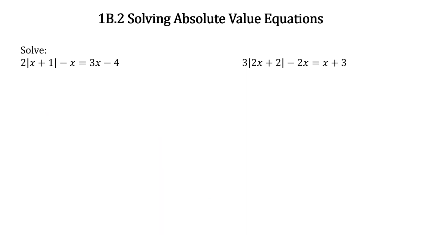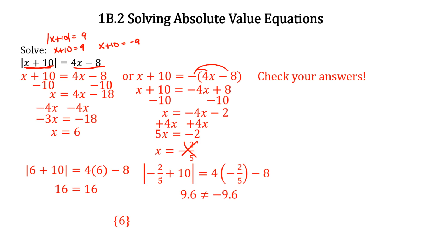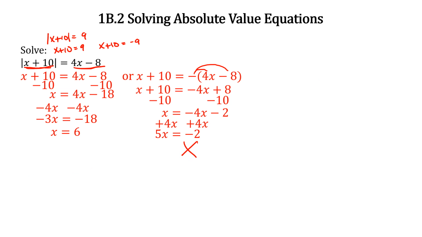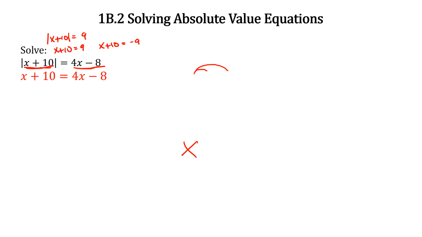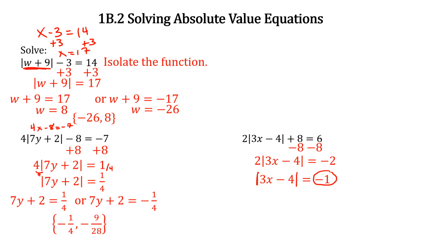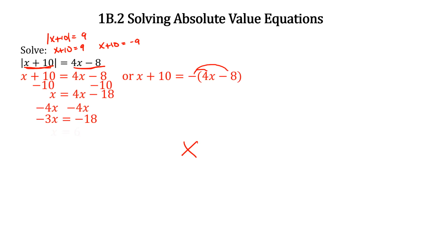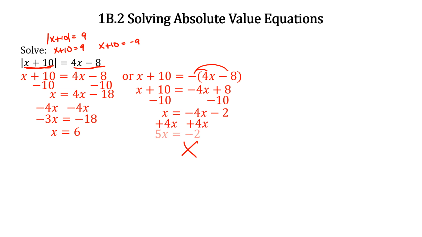Okay, let's start the next one. Work through this a little bit together at first. The last one here, I didn't have anything on the outside to deal with, but when we went back here, I still had to get the w plus 9 by itself. So I added 3. Here I had to add 8 and divide by 4. Isolating the function is still going to be like the first thing you do every time. This one just so happened to be the x plus 10, I'm sorry, the absolute value of x plus 10 was already by itself.